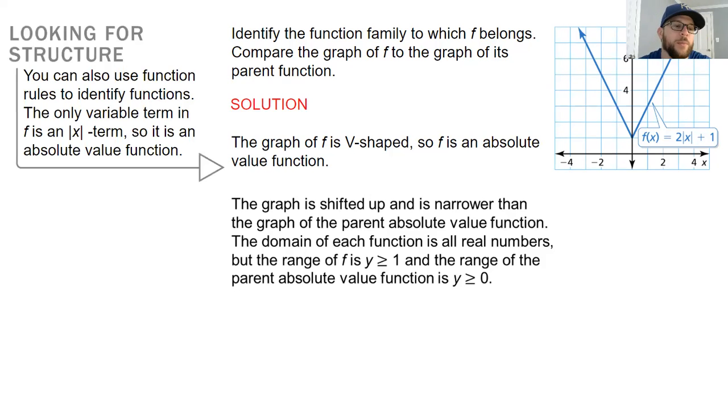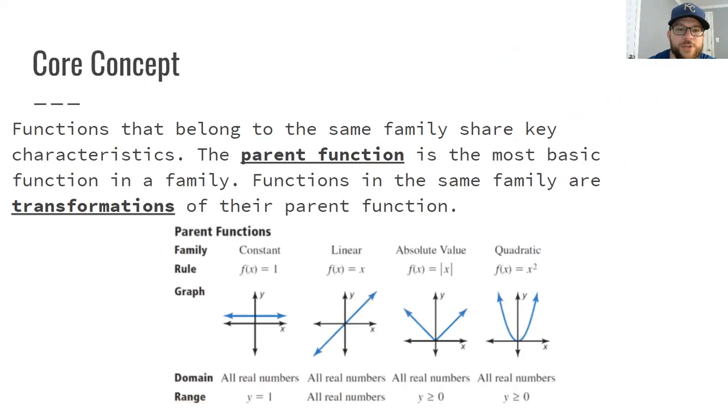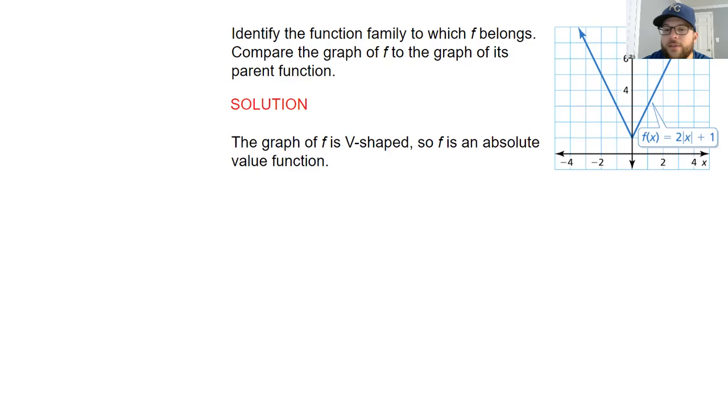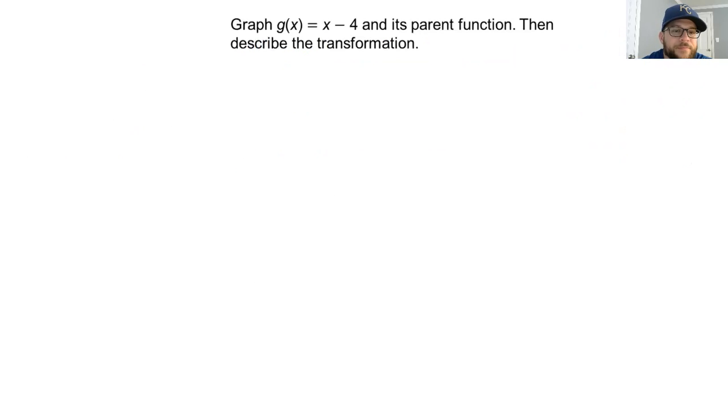So you can also use a couple different rules to identify the functions. The only variable term in f is the absolute value of x. Just by looking at those vertical bars compared to the parent function we talked about earlier, that absolute value is still there, and those bars are still there as well.